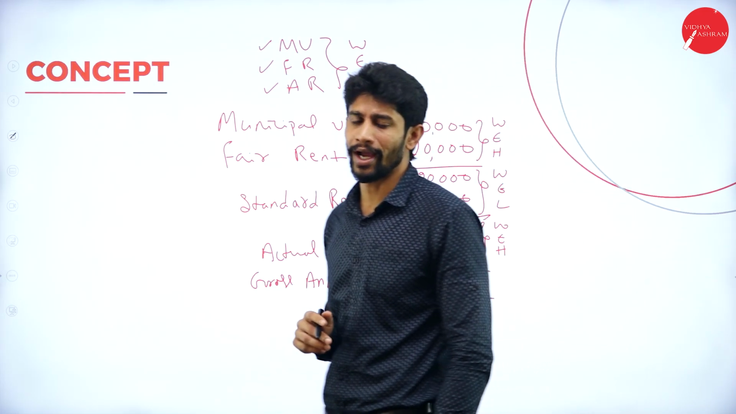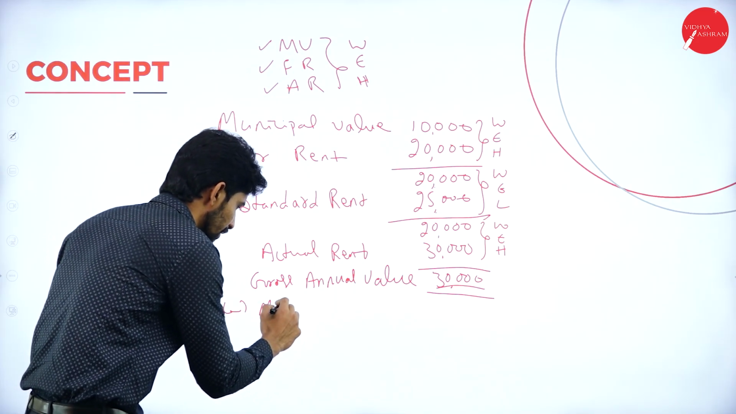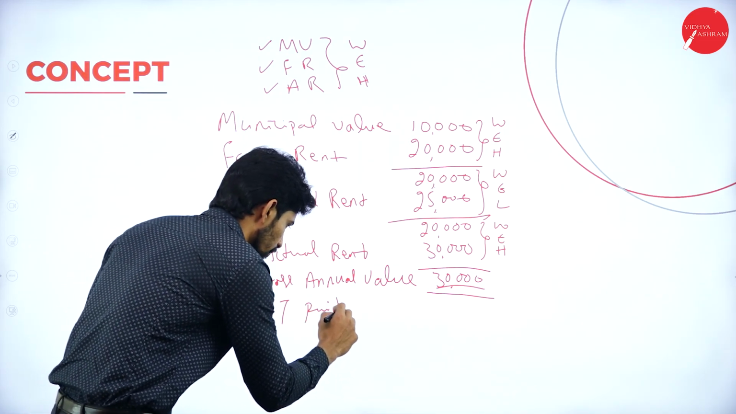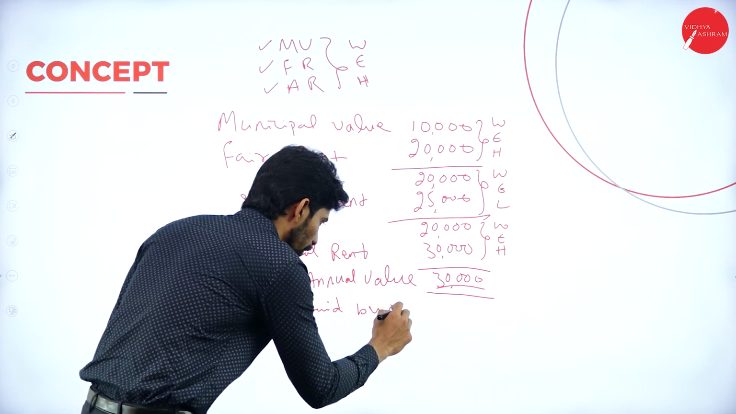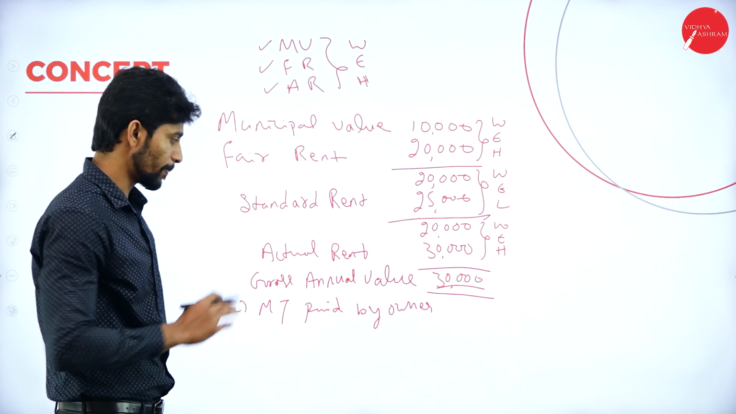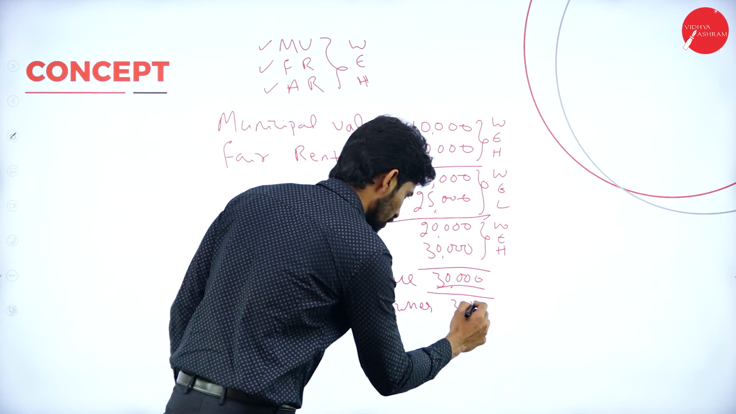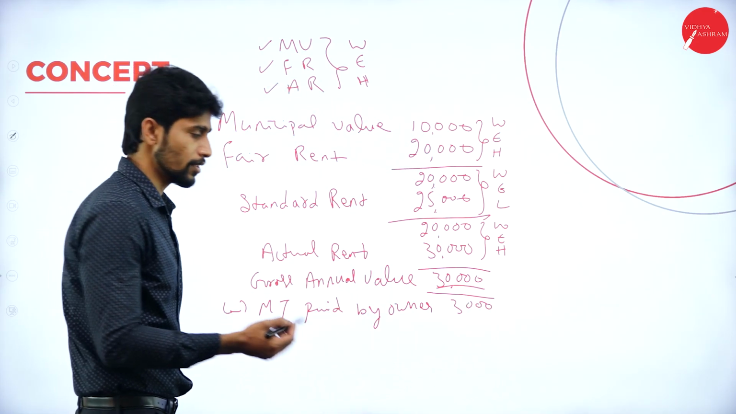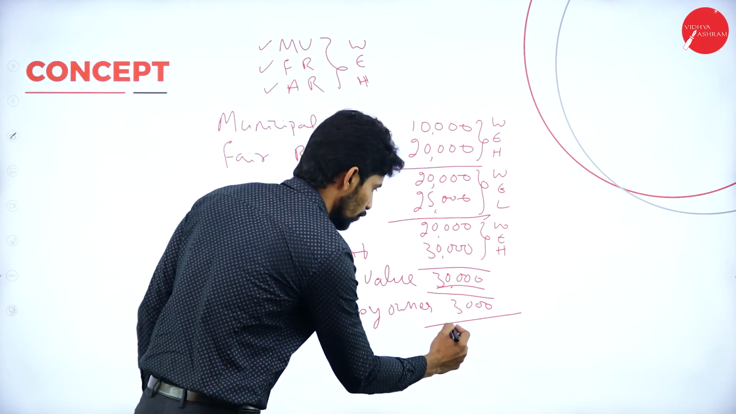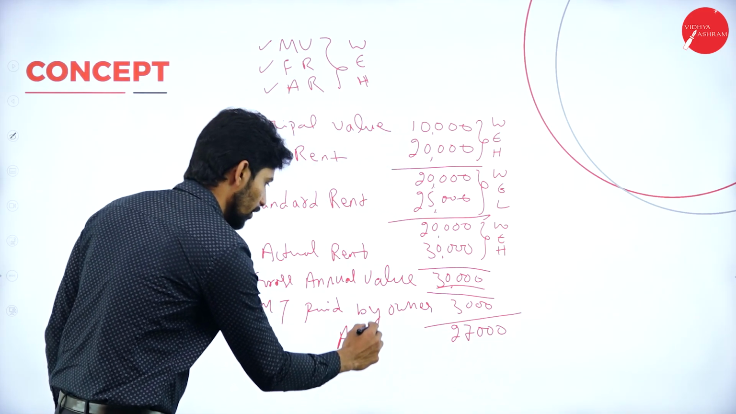Next, from gross annual value, you deduct municipal tax, so less municipal tax paid by owner. The municipal tax should be paid by the owner itself. So if the municipal tax is paid by the owner, deduct municipal tax. Let us say he paid 3,000 rupees of municipal tax. Deduct 3,000 from this 30,000. The balance you will get is 27,000. This 27,000 is called annual value.